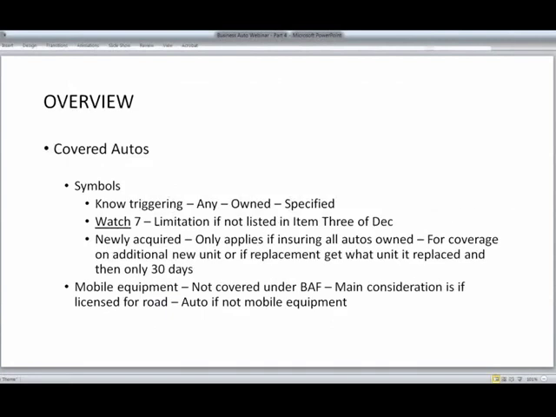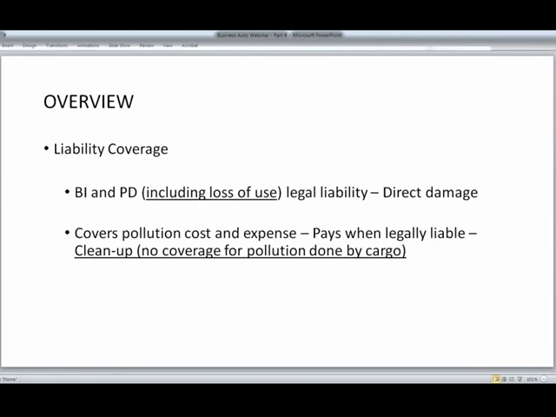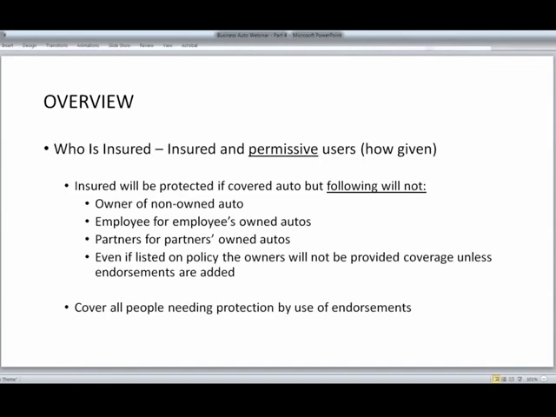So folks, that's where we are. We already went over the overview. You got to do the symbols. You got to make sure you watch the symbol 7. We got to understand the difference in mobile equipment or not. We've got liability coverage: covered bodily injury, property damage, direct coverage, and covered pollution cost and expense. The who's insured covers the owner, the permissive user, and the insured, but not the owners of the vehicles, not employees' owned vehicles, not the partners' owned vehicles. We have to add endorsements to cover those things.